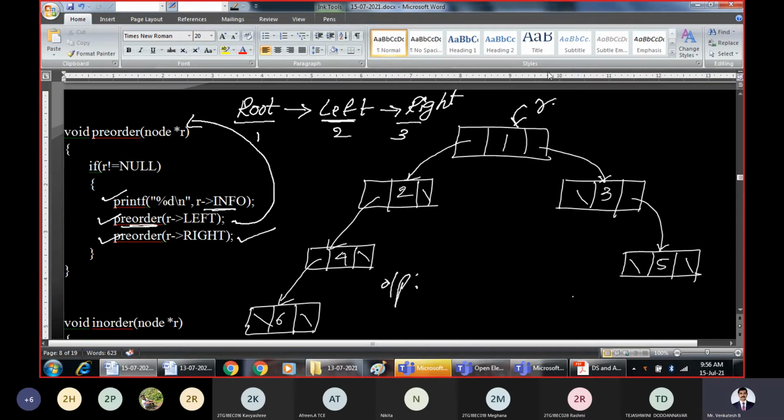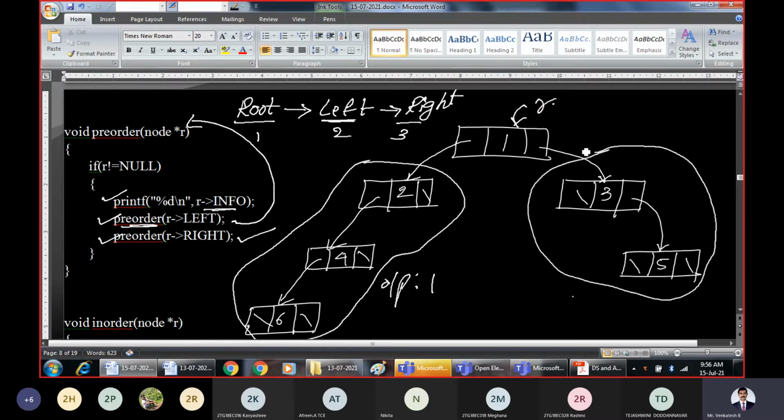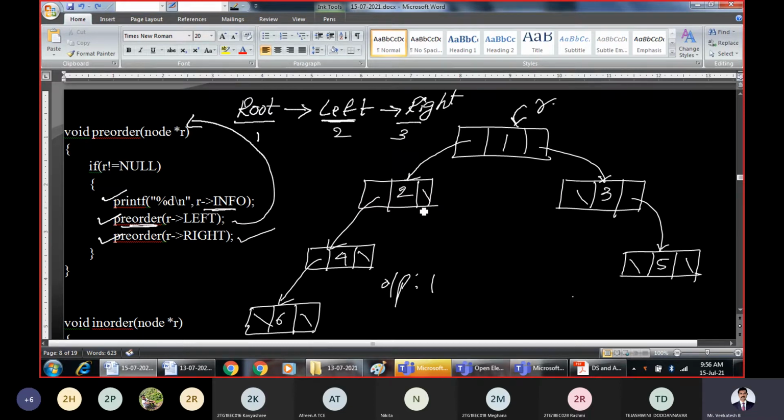But how will the output be? First we will print the root node, because it says first print the root node. Then you have to go to the entire left subtree. For node 1, what is the left subtree? This is the left subtree. For node 1, what is the right subtree? This is the right subtree. That means after this step, you have to do these again recursively. Right. So now after processing the root node, we will come down towards left. I'll stop representing this R. I'll go on telling orally because already you know the explanation part.